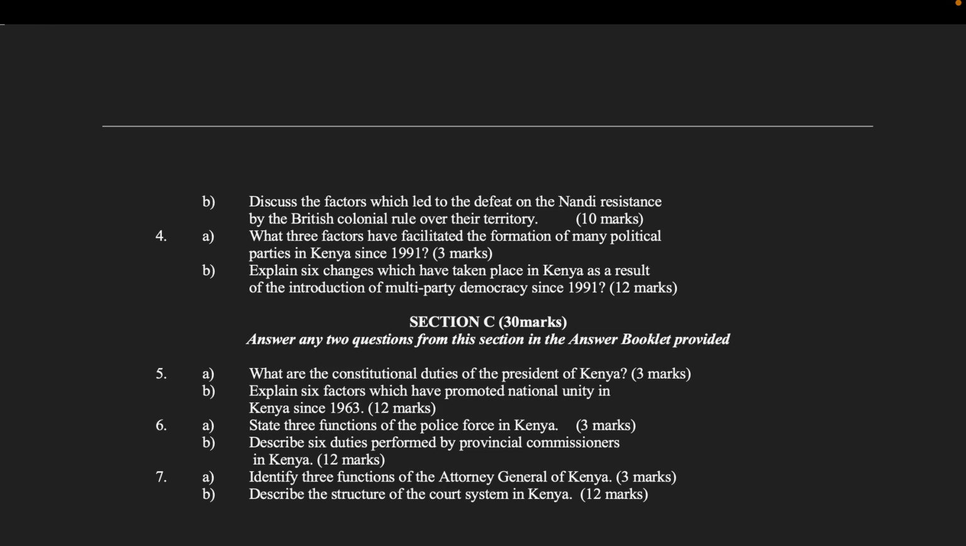Explain 6 factors which have promoted national unity in Kenya since 1963. I. The use of common languages, English and Kiswahili, which enable people of different ethnic groups to communicate. II. The establishment of national schools which enable pupils from different parts of the country to meet and interact. Educational integration. III. Intermarriage enables people of different ethnic backgrounds to unite.